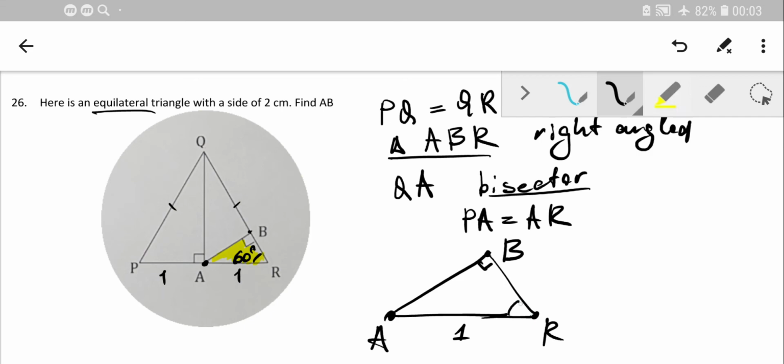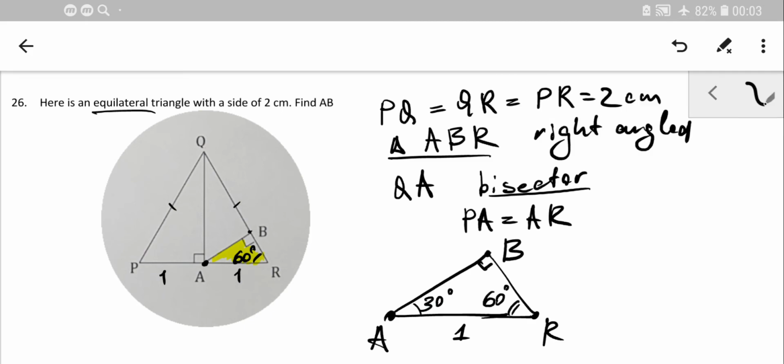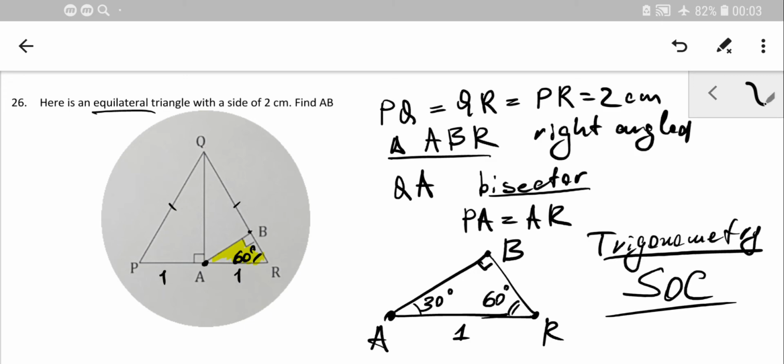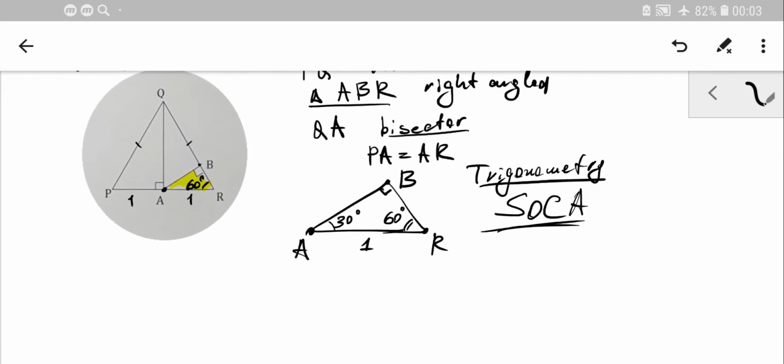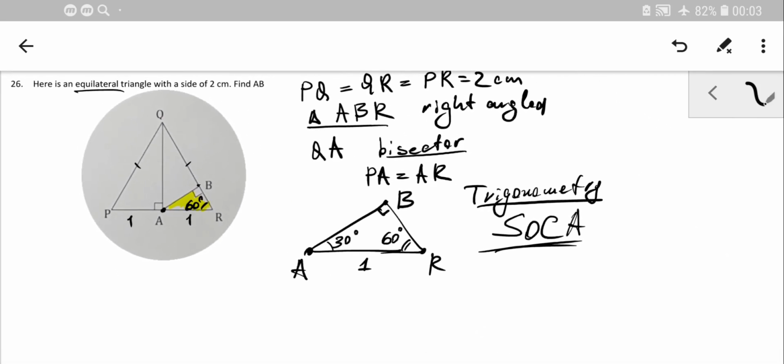So we know that if this is 60, this obviously is 30 degrees. There are 2 ways you can use trigonometry, if you remember the SOHCAHTOA rule. I don't write it because I never used the SOHCAHTOA rule, but if you learned it, you can use it. In this case, because it's 30 and 60 degrees, how do we figure out AB?